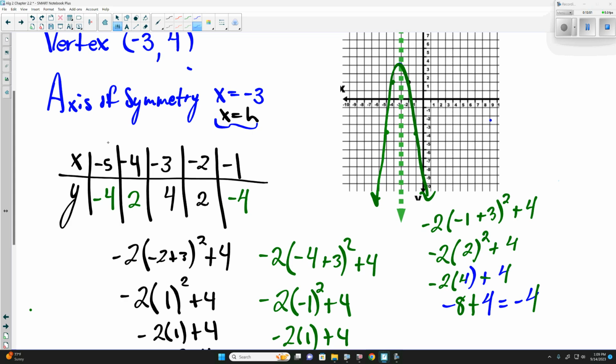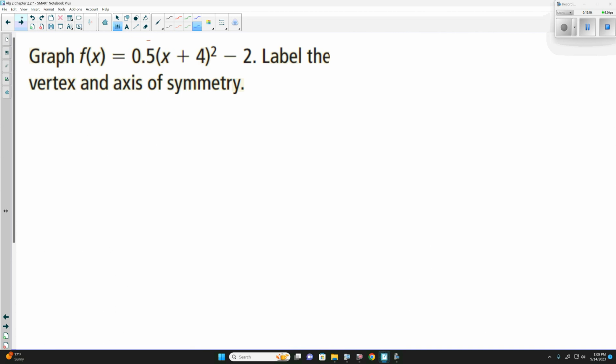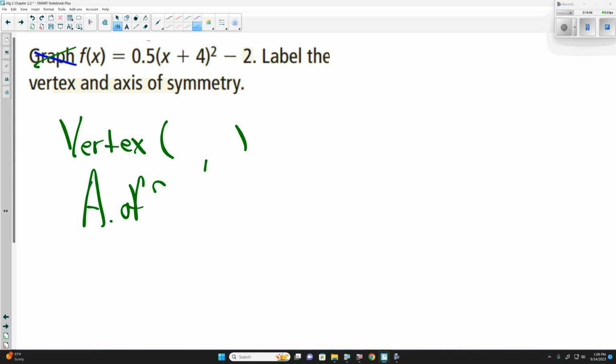All right, let's look at the next one. And again, on these here, we're not graphing. We just want to find the vertex and axis of symmetry. Now for us here, the vertex is h comma k. And we're going off of our a times x minus h squared plus k.